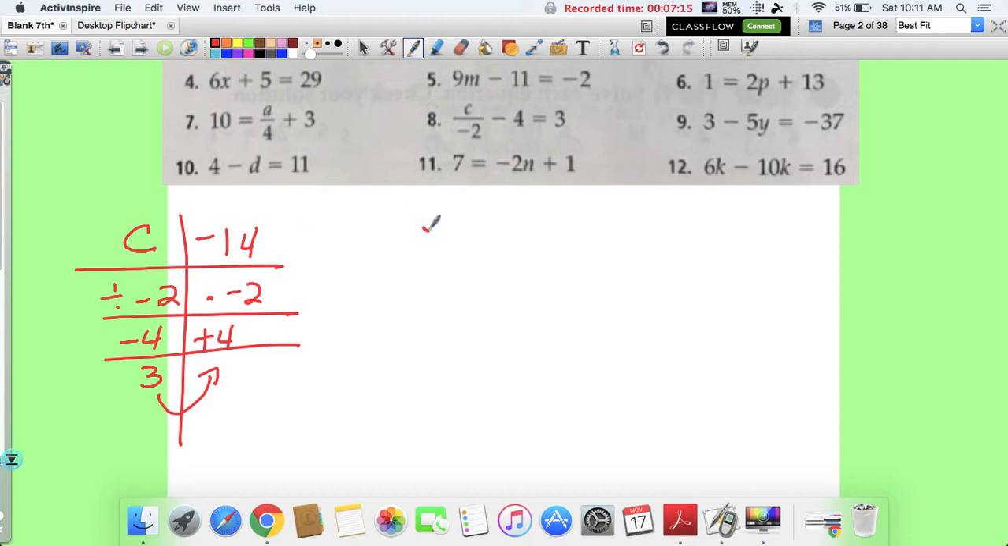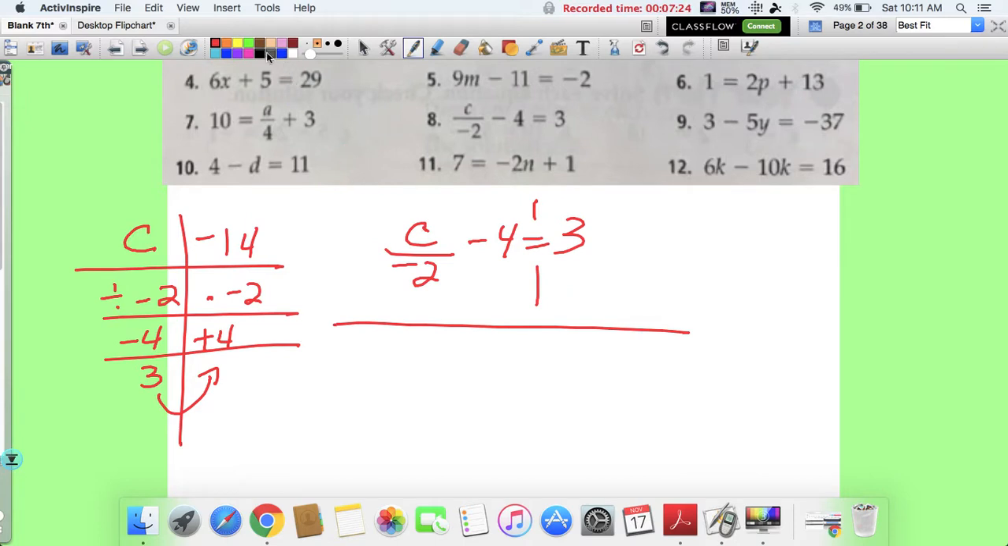And then let's actually do the work now. c over negative 2 minus 4 equals 3. First thing I do is plus 4 on both sides, right? Plus 4 here, plus 4 here. This goes adios. I'm left with c over negative 2. 3 plus 4 is 7.